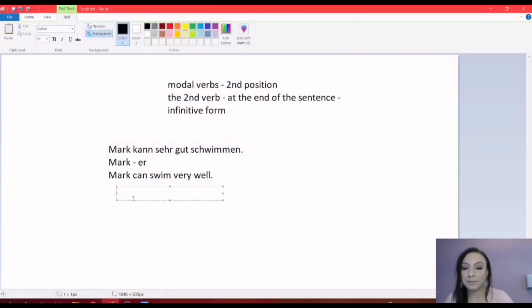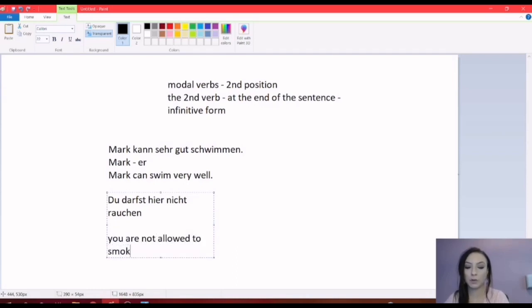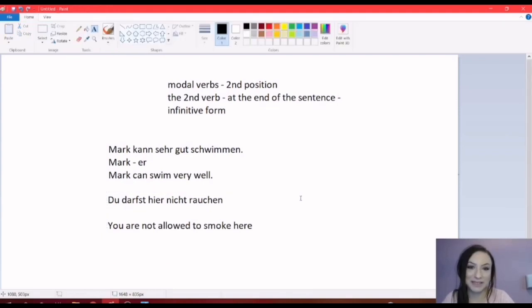Or for example, du darfst hier nicht rauchen. You're not allowed to smoke here. Again, the modal verb occupies the second position, and the ending is -st because of the subject du, and then at the end of the sentence there is the second verb, rauchen, which means smoke. That's how you use it.